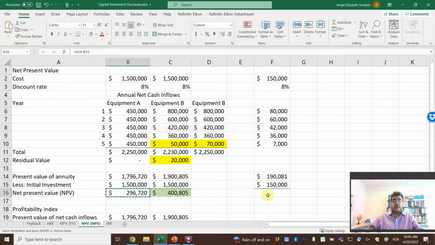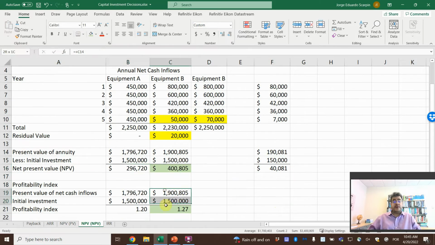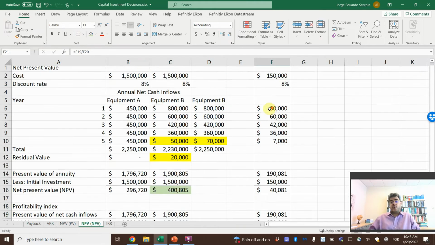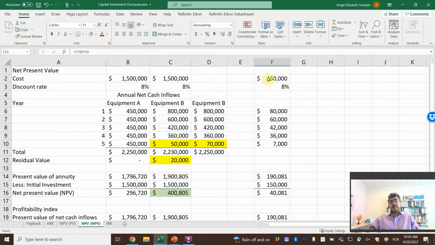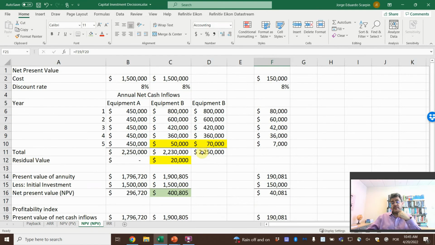Now it is only 40. So the 296 will be greater. However, when we go to the profitability index, it will be greater. So when the initial investments are not the same, especially here, where one is 10 times greater than the other one, we can get different decisions. But if the investment is the same, we will always get the same decision.